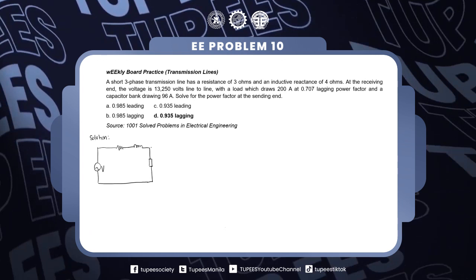Nakakonect yung capacitor natin in parallel with the load, maybe for the purpose of power factor correction. Bigyan natin yung mga parameters natin. Ito yung Vs, sending voltage. And then, we have the Is. Ito yung RL. Ito yung XL. Ito yung VR. Ito yung IL, load current.